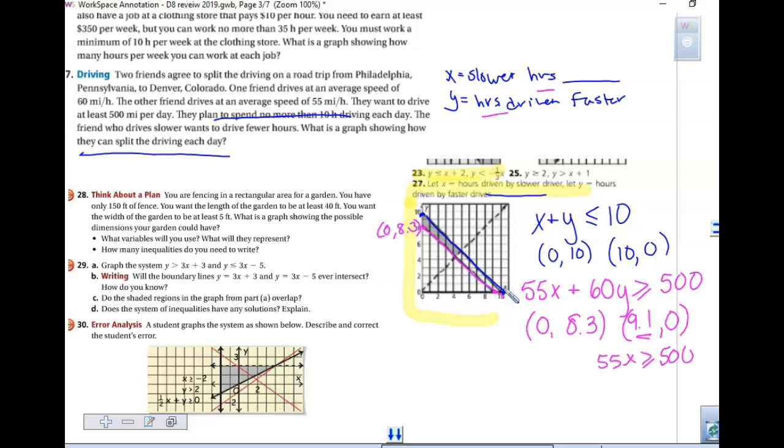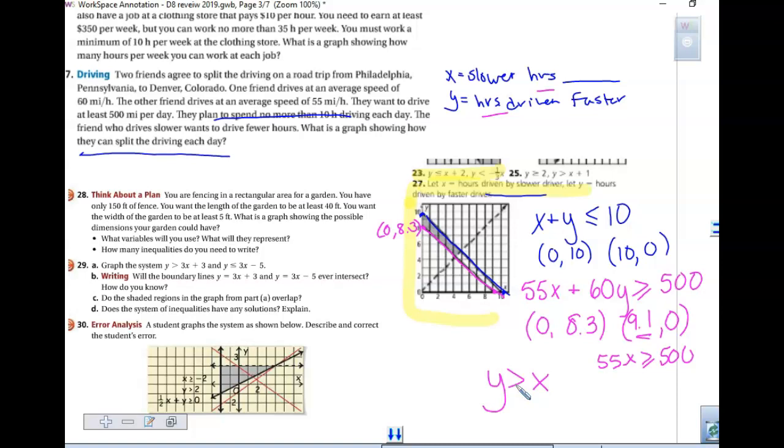So right now it looked like it was here, but the other piece of information, they said that the friend who drives slower wants to drive fewer hours. The friend who drives slower, that's X, is our slower person. So X, they always want to drive, if we are looking at it, we want the person Y who's driving faster to drive more hours, right? I don't care which way you write it.